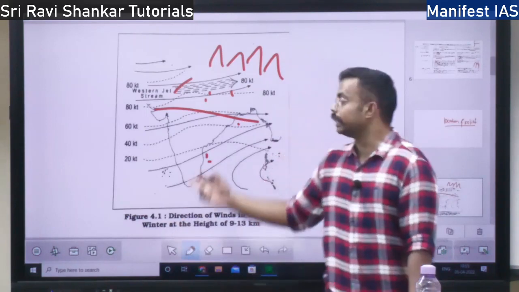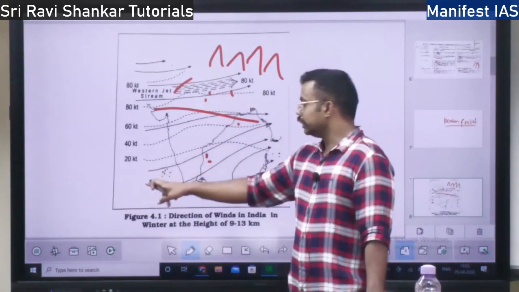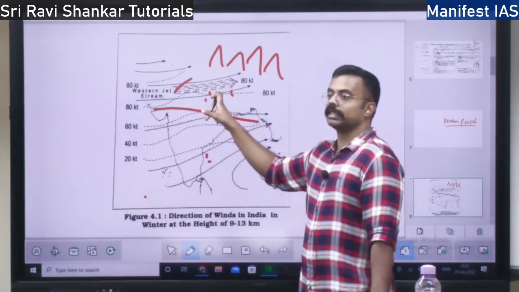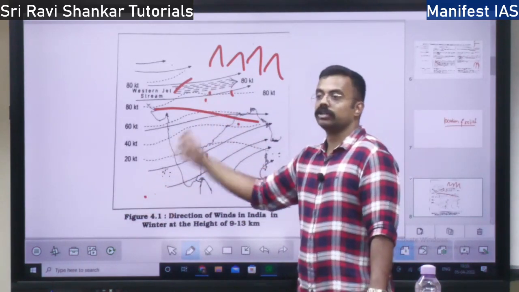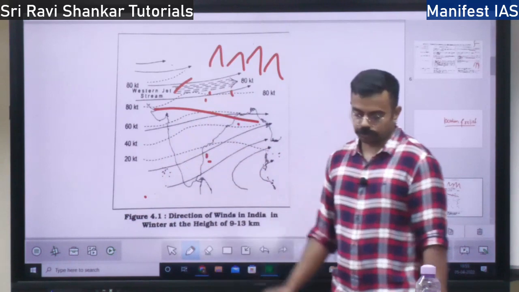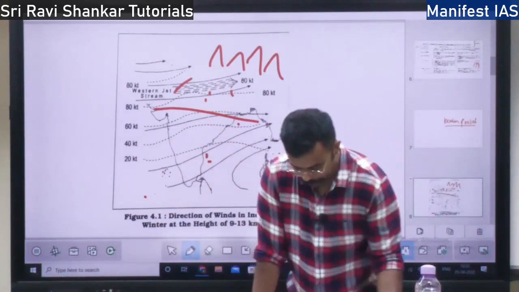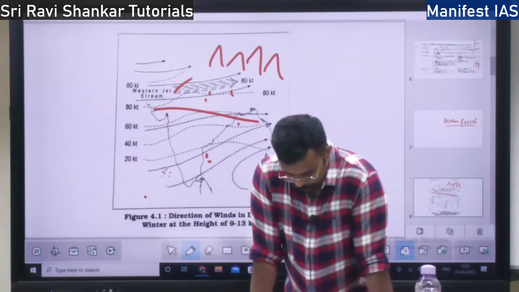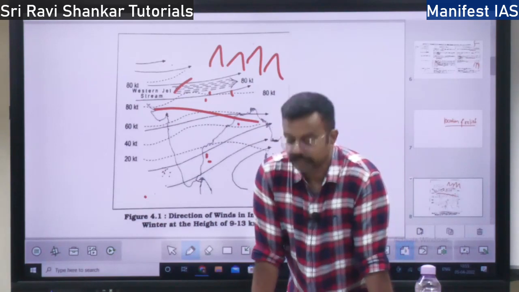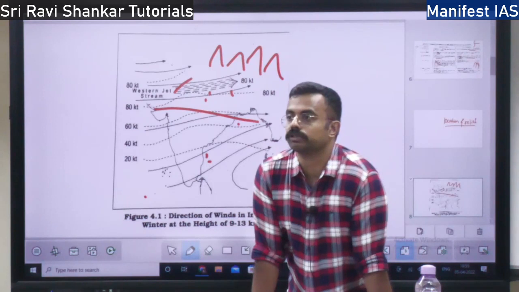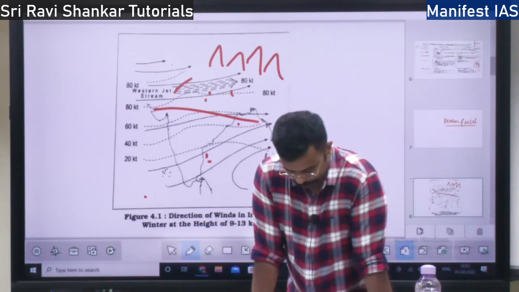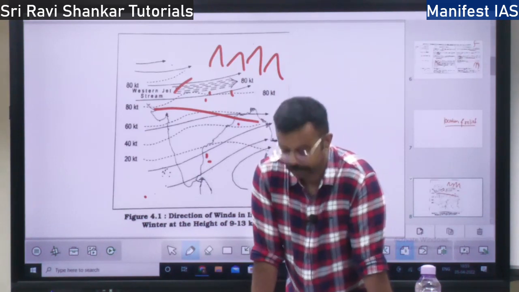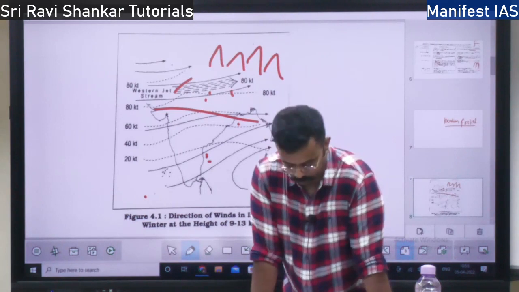And in the winter, exactly the opposite happens. Here it is low pressure, here it is high pressure, because this one is colder and that one is warmer. So the wind flows from high pressure to low pressure. So the wind will get reversed, right? This air pressure variation you will find in different seasons also. Air pressure varies, right, in different seasons also.